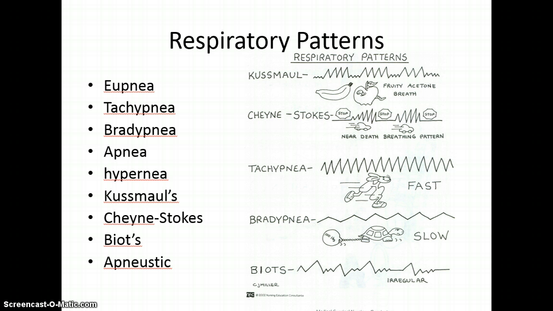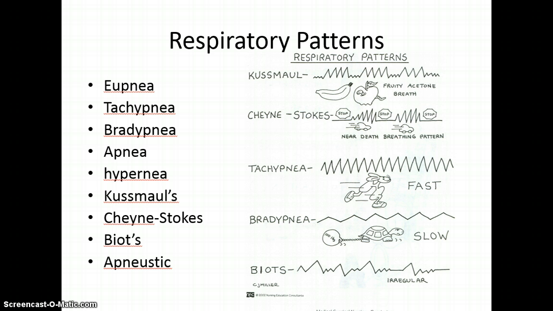Hyperpnea is breathing too fast, same as tachypnea. Kussmaul is often seen in your patient that has a diabetic reaction, a high blood sugar, and a Kussmaul is a very deep breathing, and it's because the body is trying to compensate with the pH level and it's blowing off more carbon dioxide, trying to maintain homeostasis.